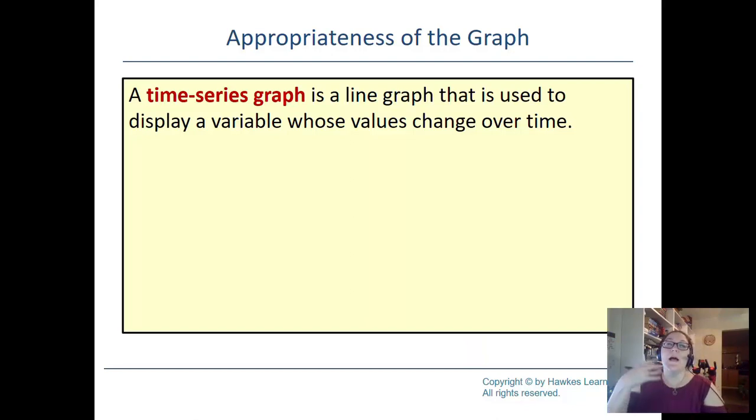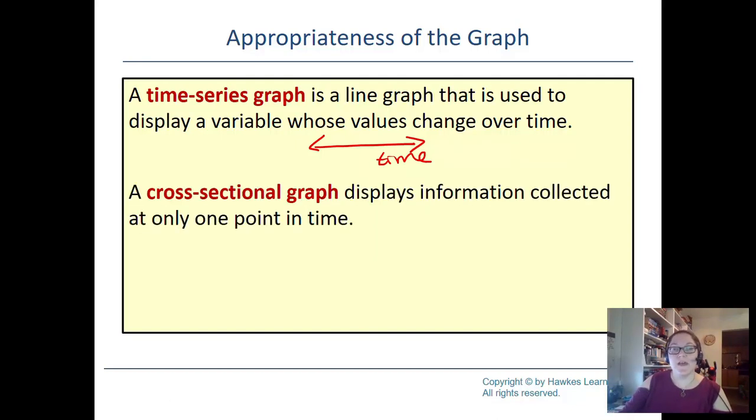Okay, appropriateness of the graph. Make sure that the graphs are actually showing what they need to show. If it's a time series graph, it should show the variable that changes over time. And again, anytime we have a time series graph, normally the horizontal axis is the time, and the variable is normally on the vertical side of it.